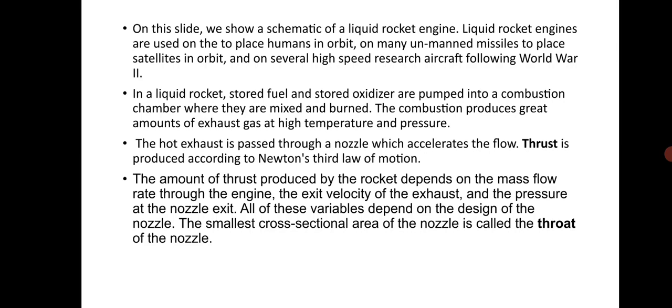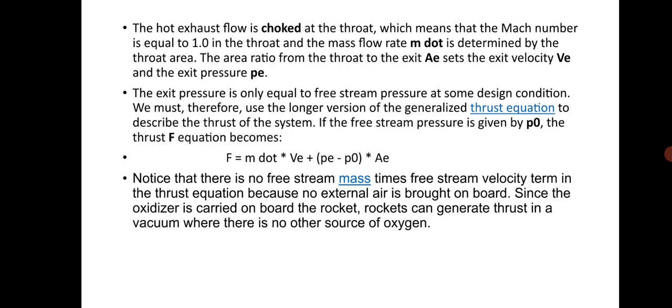The amount of thrust produced by the rocket depends on the mass flow rate through the engine, the exit velocity of the exhaust, and the pressure at the nozzle exit. All of these variables depend on the design of the nozzle. The smallest cross-section area of the nozzle is called the throat of the nozzle. The hot exhaust flow is choked at the throat, which means that the Mach number is equal to 1 in the throat, and the mass flow rate m dot is determined by the throat area.